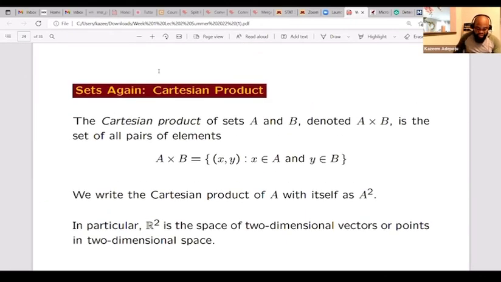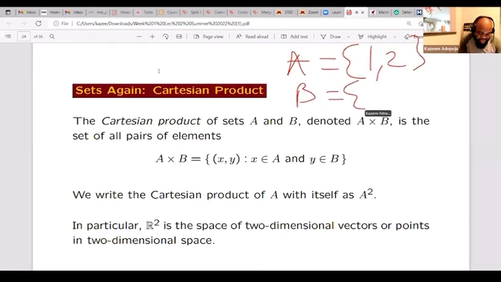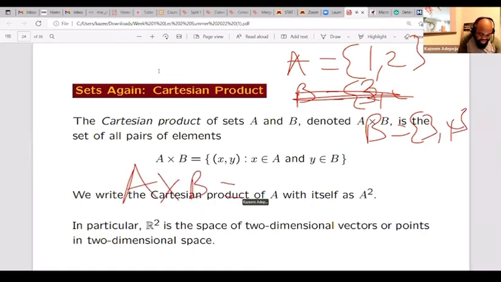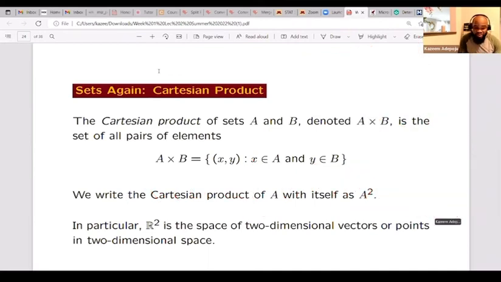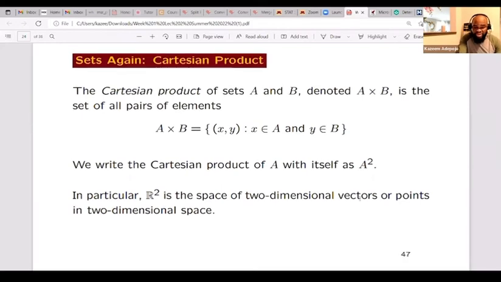The next thing is basically the Cartesian product. What I mean by that is, for instance, if A is {1, 2} and B is {3, 4}, what is the Cartesian product? It's just going to be (1,3), (1,4), (2,3), and (2,4). It's like taking one set and multiplying by the other, and in a situation where they are the same, you're going to have A squared. That's what we are trying to define there.